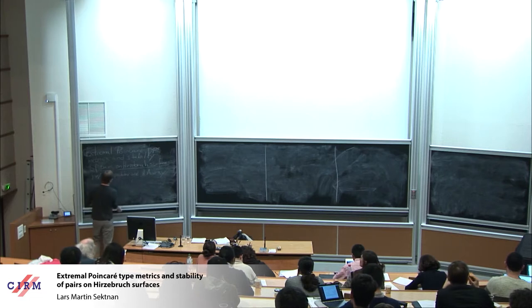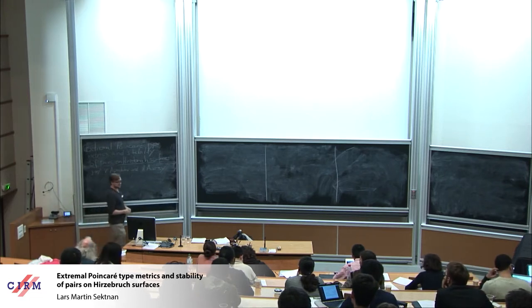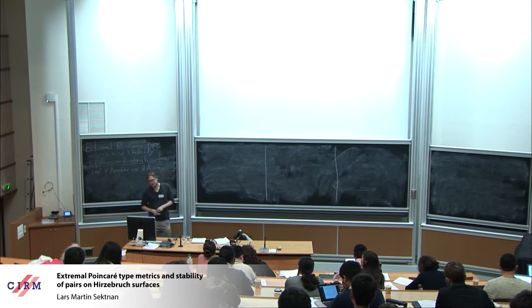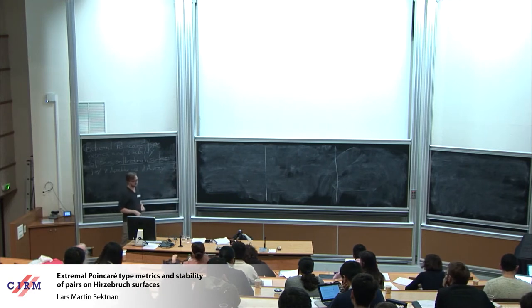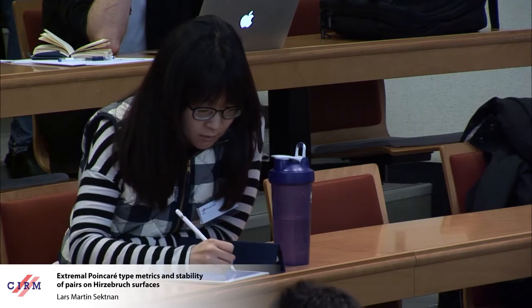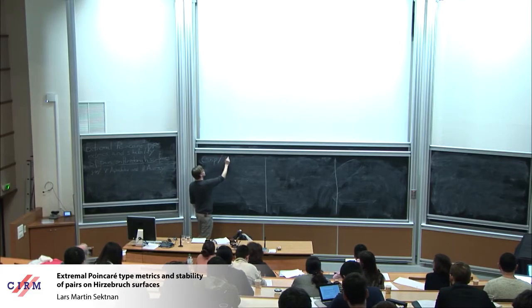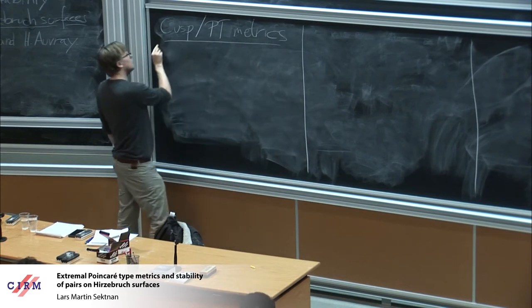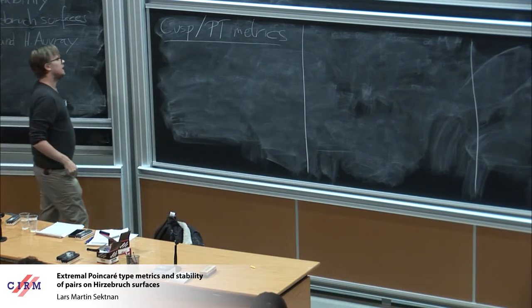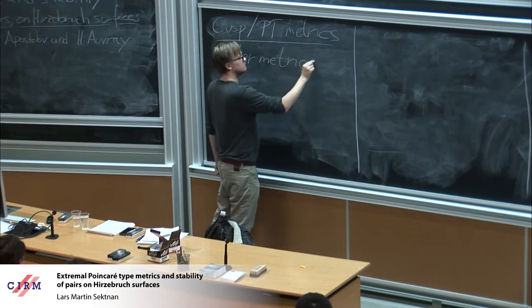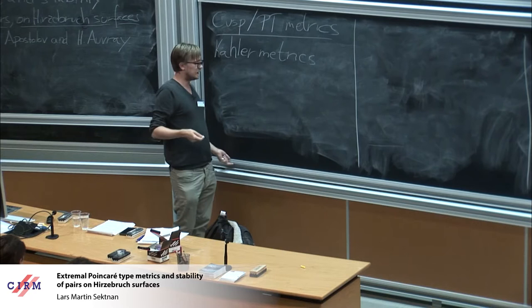This is joint work with Vestislav Apostolov and Hugues Auvray. First of all, I'll briefly mention what I mean by Poincaré type metrics. These are cusp metrics, but not cusp in the sense that came up in Arezzo's talk. I'll start with briefly saying what those metrics are. They are Kähler metrics defined on the complement of a divisor in a compact Kähler manifold.